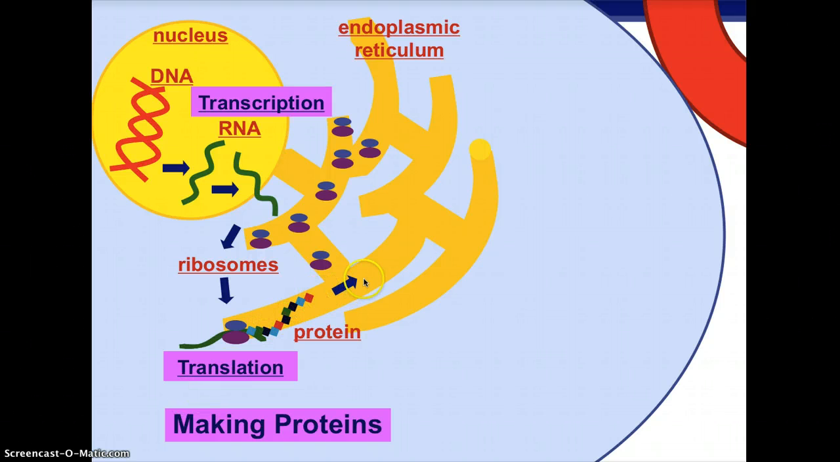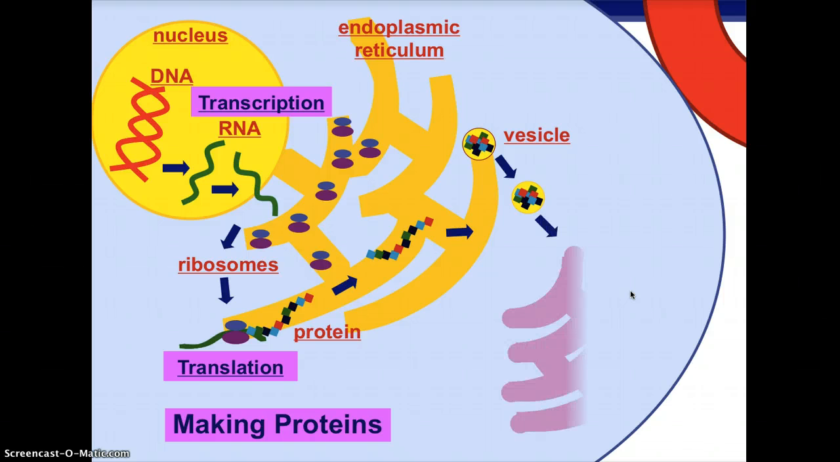Then this polypeptide, the primary structure, is going to move its way through the ER, and as it does that, the ER is going to work on it, fold it, modify the protein, and then it's going to put it into a vesicle. So right here is a vesicle. This vesicle is going to transport our folded protein to another region of the cell called the Golgi. So the vesicle is going to travel to our Golgi body.